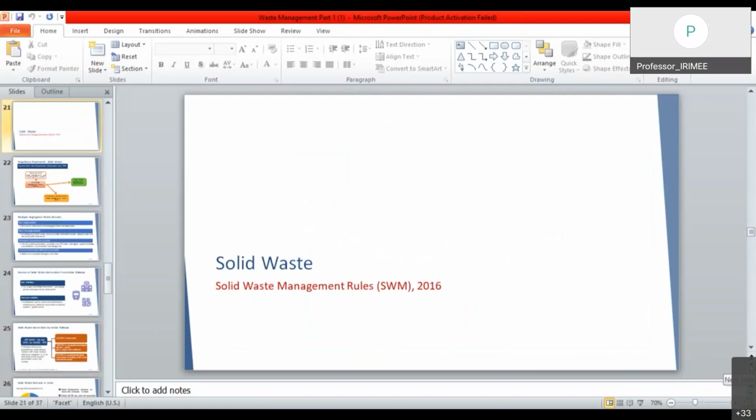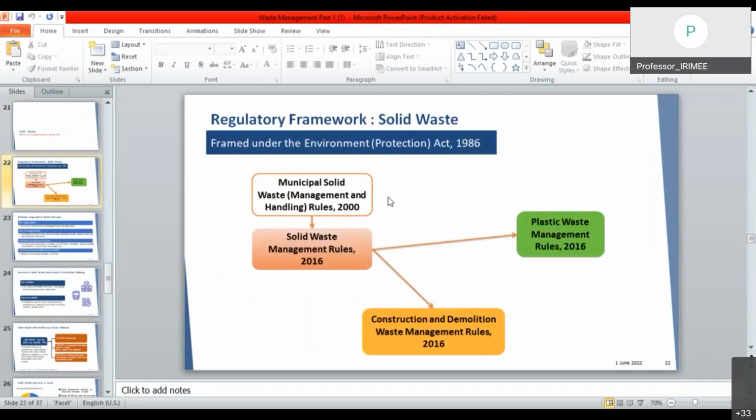Solid Waste Management Rules 2016. The regulatory framework for this is the Environmental Protection Act of 1986. After that, the Municipal Solid Waste Management Rules came in 2000, and then in 2016, the Solid Waste Management Rules, Plastic Waste Management Rules, and Construction and Demolition Waste Management Rules. All these rules came in 2016. Plastic waste is dealt with separately, and construction waste is also dealt with separately.